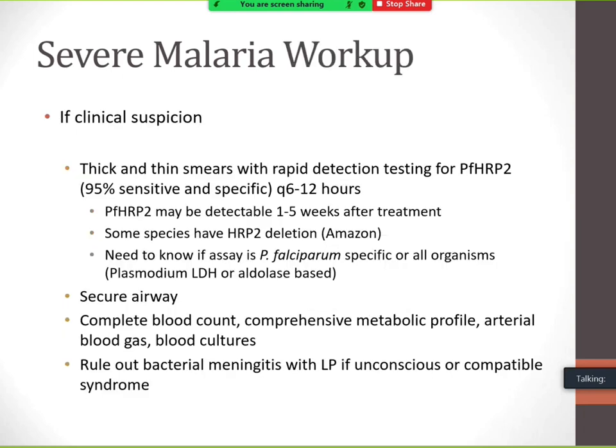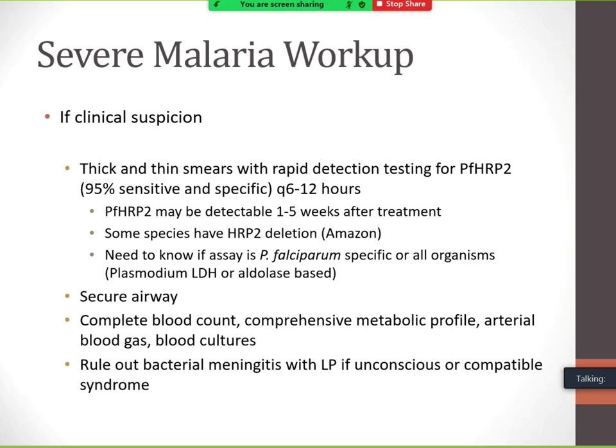For workup, you want to do thick and thin smears, which I know you guys know. The thing you're looking at ideally is this antigen that's specific to the organism called PfHRP2. It's 95% sensitive and specific. You would keep doing those smears every 6 to 12 hours because you want to see a drop in the parasite load. There are some areas where there's a deletion of this antigen, and the Amazon is the main area to know about. There are also other assays.